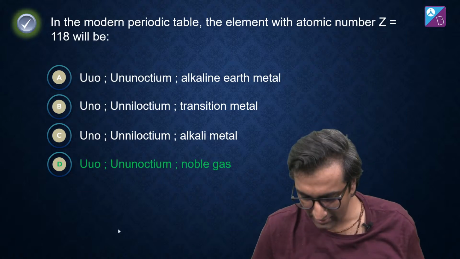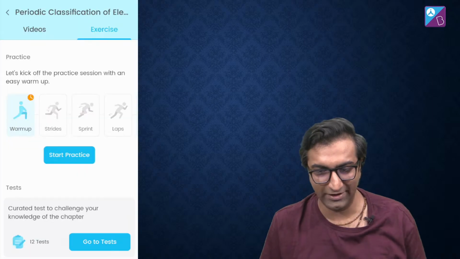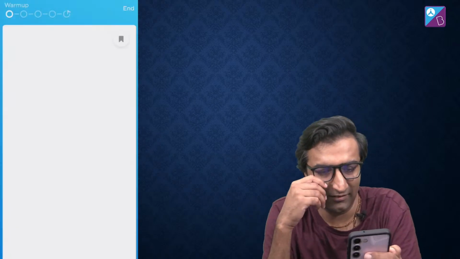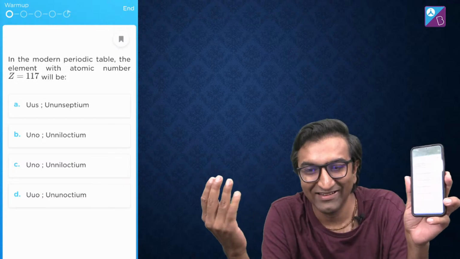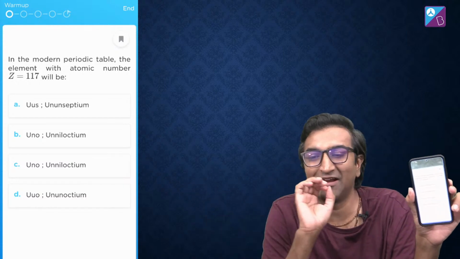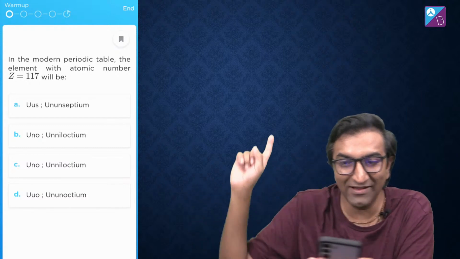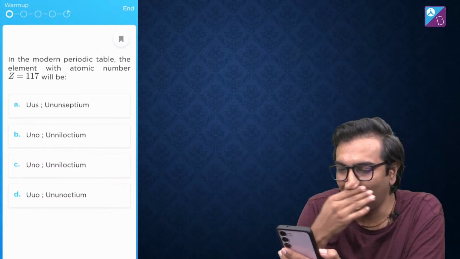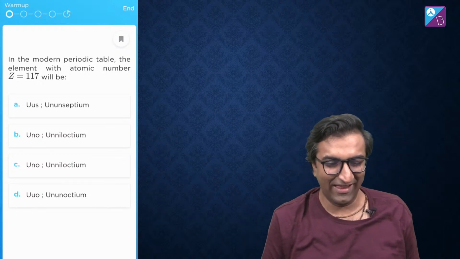Let us go onto the app and see what the app has in store for us today. Let's start practice. But can you believe that? I can't doctor this. I have no way of knowing what question will come. I don't have that much control over the app. It's literally an algorithm. Look at that. The first question that came was on 117.